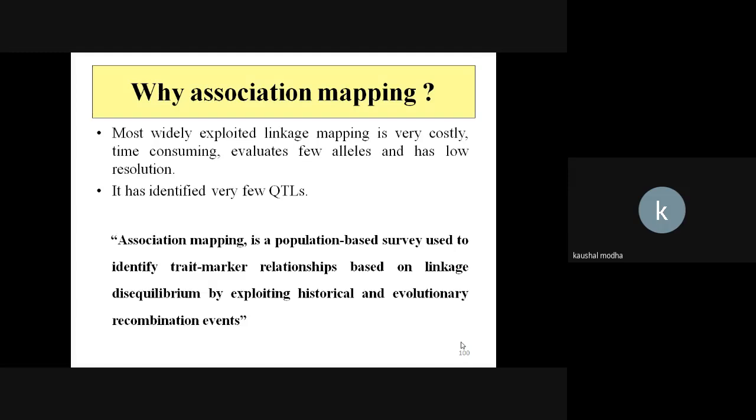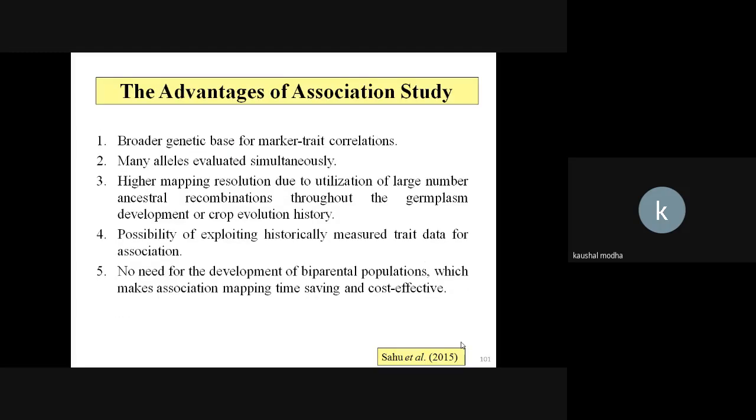So these are the advantages of association mapping. A mapping population is not to be developed, and we get fine resolution due to consideration of many recombination events that took place in the evolutionary history of that crop. We consider germplasm lines and more alleles, not only 2 alleles, so that a broader genetic base gives us a better idea about marker-trait correlations and associations. Many alleles are evaluated simultaneously.